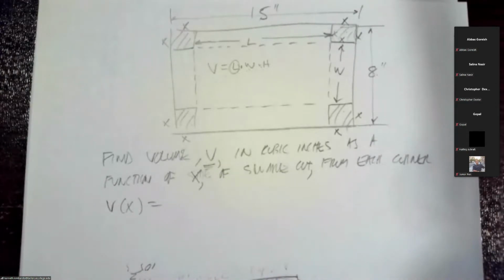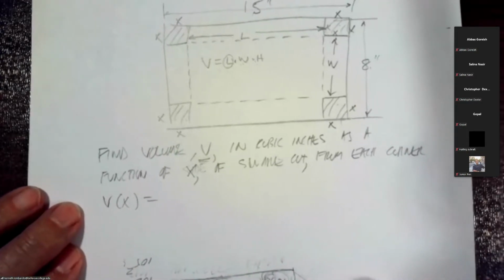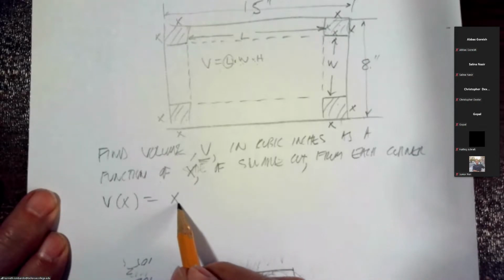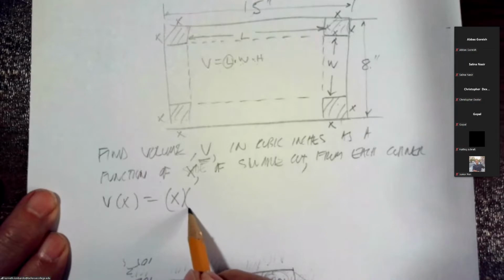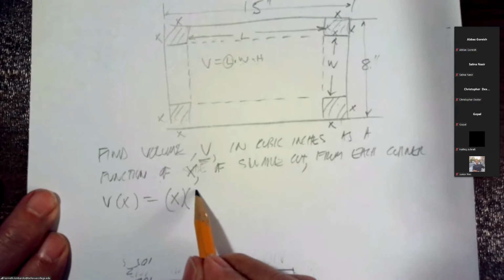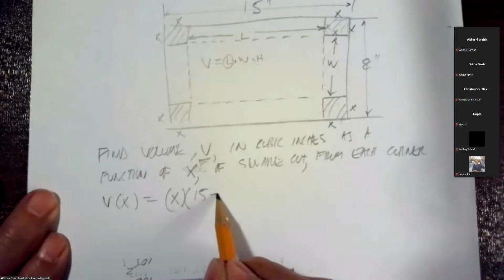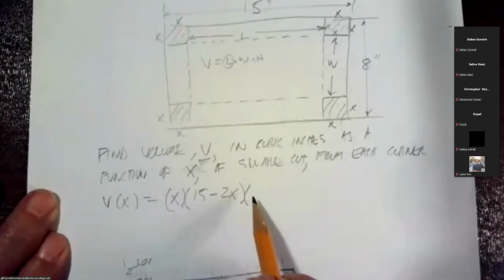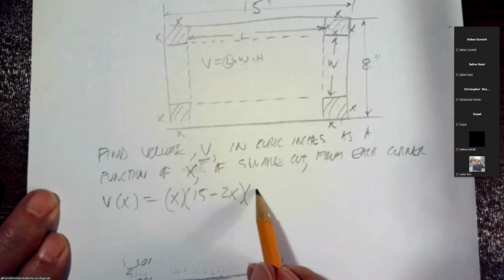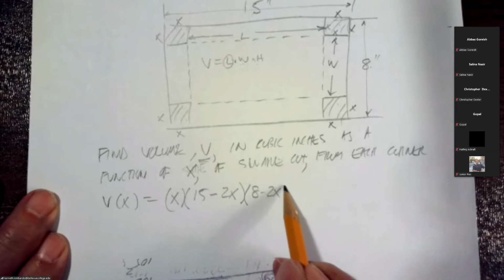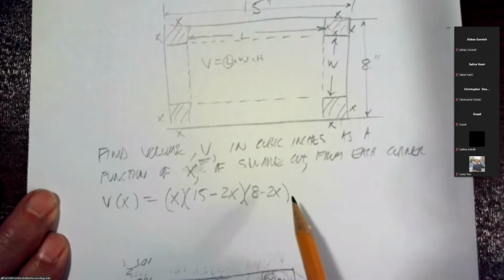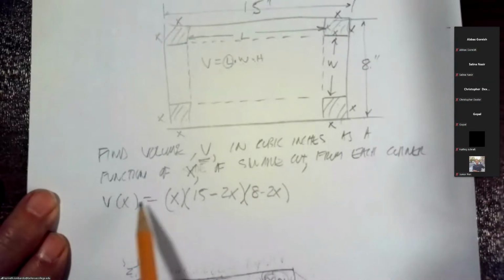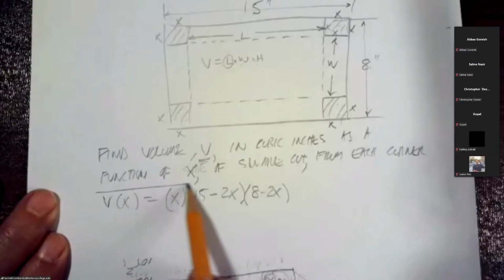Okay. The equation I wrote down was x times (15 minus 2x) times (8 minus 2x). Okay. Anything else? Is that it? Yeah, that's what I wrote down.